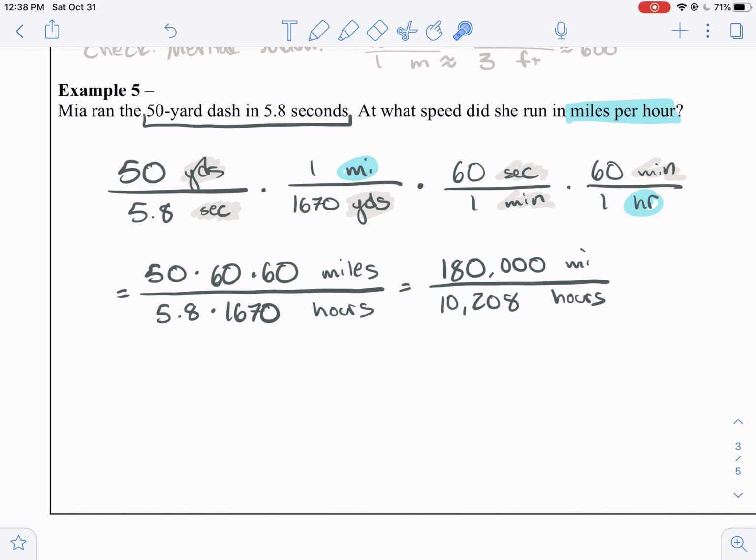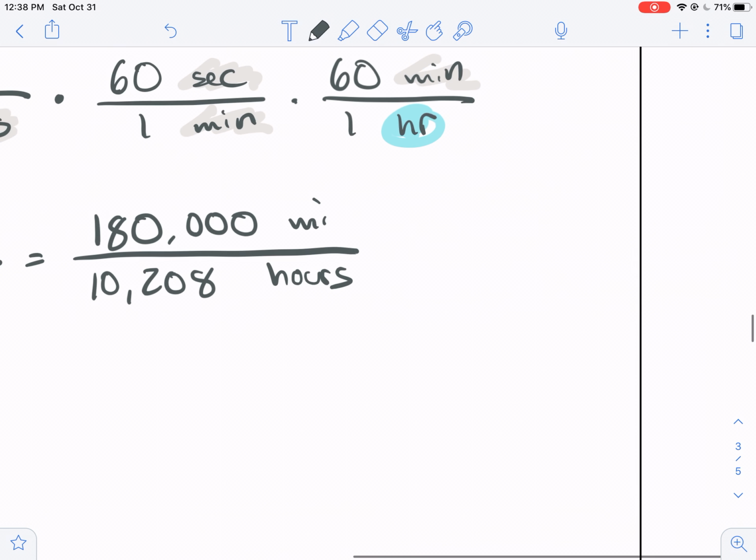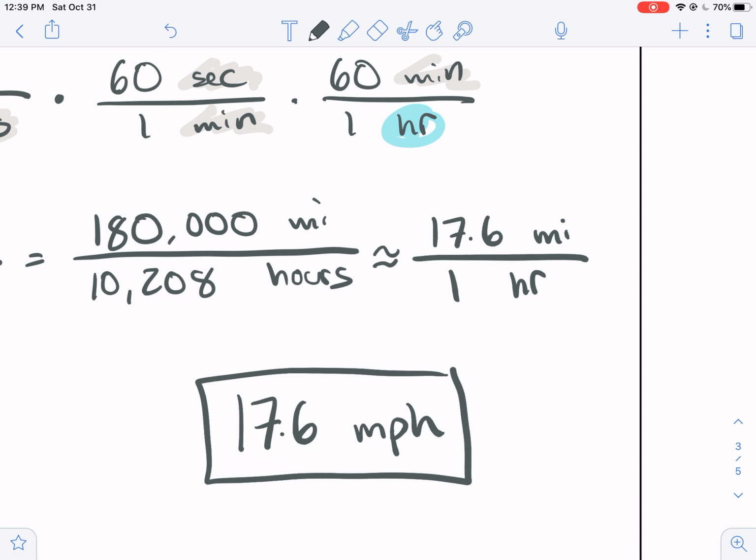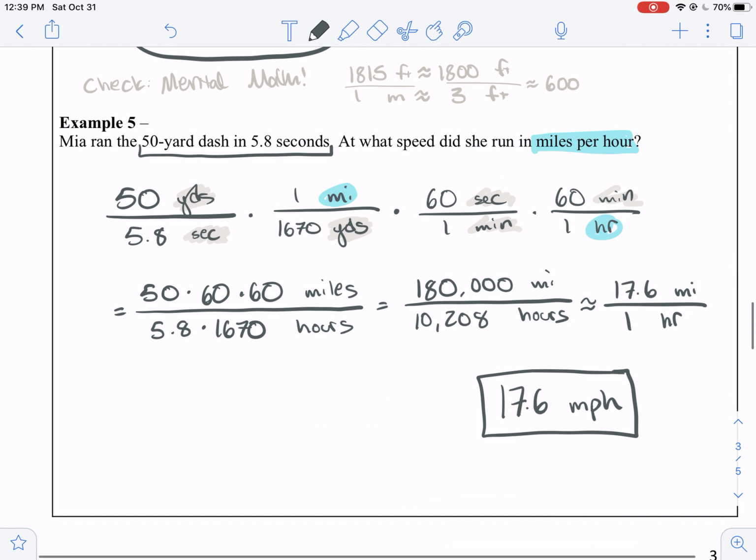All right, you guys. So Mia can run 180,000 miles in 10,208 hours. Isn't that so helpful? No, that's not helpful at all. Okay, we reduce that. That's approximately 17.6 miles for 1 hour. Oh yeah, I forgot something very important. I spoiled it. I'm so sorry. We'll go back though. We want to come up with a unit. We're going to figure out what is that over 1 hour. So we reduce, that gives us 17.6 miles for every hour. And we use miles per hour, commonly abbreviated like this. So that gives us 17.6 miles per hour. That's pretty fast.